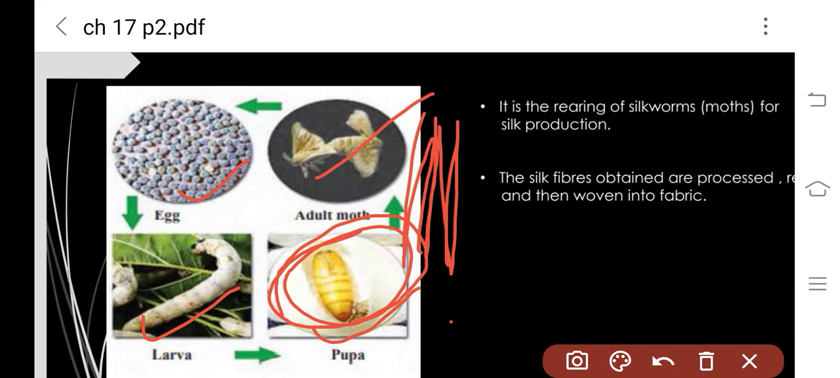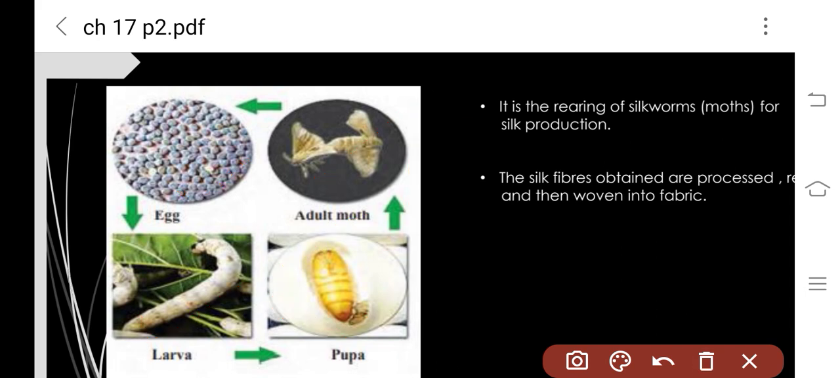सो ऑल द ककून्स विच आर फॉर्म्ड दे आर ट्रांसफर्ड इनटू द बॉइलिंग वाटर and due to the boiling water the pupa dies in the cocoon and the silk fibers they become loose. So these fibers they are then unwound, they are processed and reeled, and we can get the varieties of fabrics which can be woven from this type of silk thread.